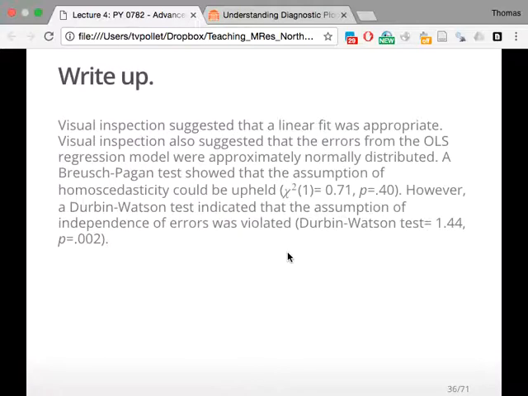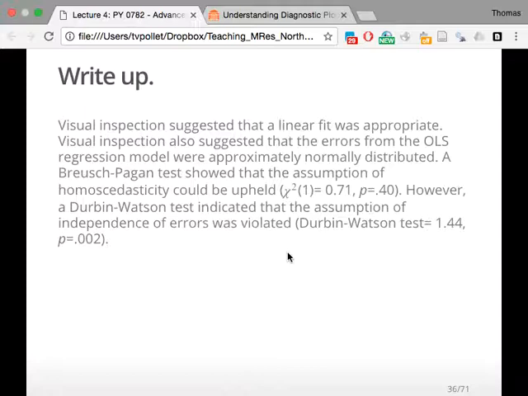Write-up. Usually it's good practice to describe that you've tested your assumptions, and so a sample write-up in this case would be: visual inspection suggested that a linear fit was appropriate. That's what we saw with this graph. Visual inspection also suggested that the errors from the OLS regression model were approximately normally distributed. That was that QQ plot. A Breusch-Pagan test, you could also say a visual test suggested that there was no issue with homoscedasticity, but in this case I've just written the Breusch-Pagan test. So a Breusch-Pagan test showed that the assumption of homoscedasticity could be upheld because it's not significant. And I put in the chi-square value and a p-value.